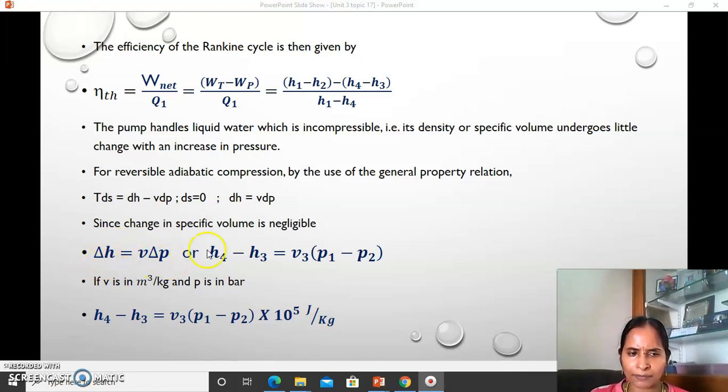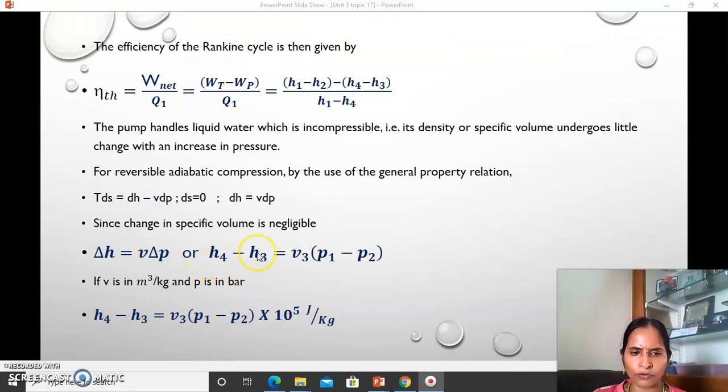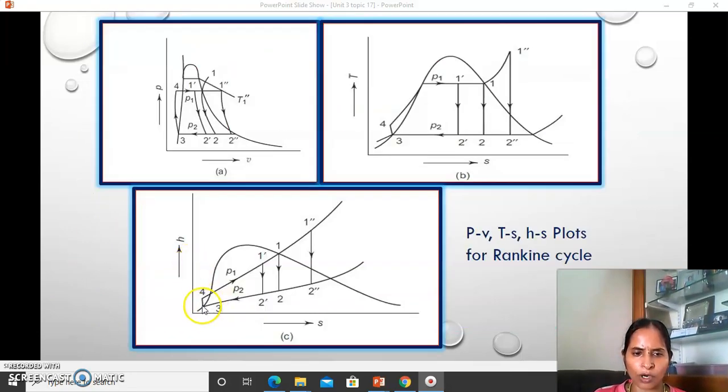So del H for the pump is the pump work, H4 minus H3. H4 minus H3 is equal to V into the pressure difference. The specific volume of the fluid, VF3, can easily be taken from the steam tables, multiplied by the pressure difference. P1 you know, P2 also you know, so P1 minus P2. Are you getting?